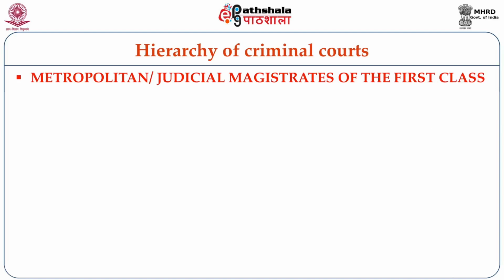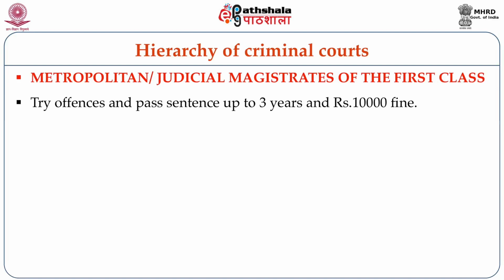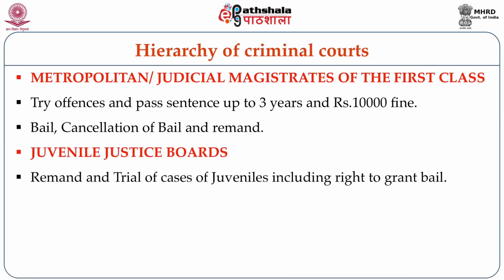Now the lowest hierarchy of the courts are the metropolitan magistrates in metropolitan areas, or the judicial magistrates of the first class. If you look at the CrPC, you will also see a judicial magistrate of the second class, but by and large they don't exist. Even if you go to the Mufassil areas, you will find judicial magistrate of the first class. In legal parlance, there's an acronym JMFC. So if you see a JMFC's court, that is the judicial magistrate of the first class. They can pass sentence up to 3 years of imprisonment and 10,000 rupees fine. Apart from that, they have the right to grant bail, cancel bail, and to remand. What is remand? We will be looking at it in the third module.